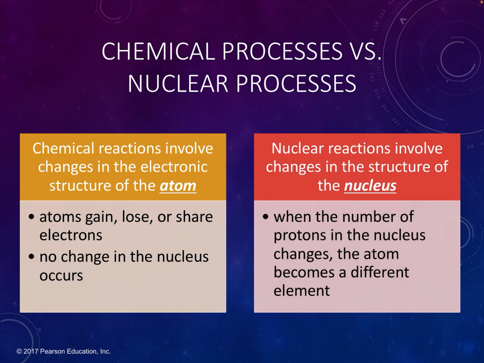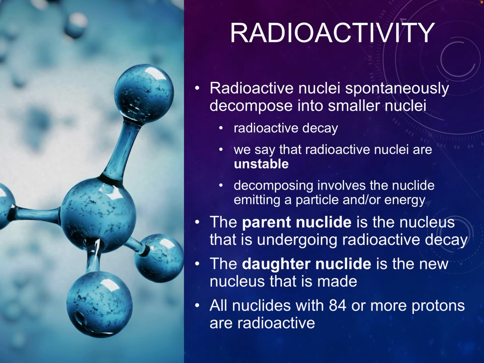Like I said, chemical reactions normally involve changes in the electronic structure of the atom. So we're changing the electrons. Atoms gain, lose, or share electrons, but no change in the nucleus is going to happen. But now, what we're doing right now, we're doing nuclear reactions. So we're changing the structure of the nucleus. We're changing the number of protons, or we might change the number of neutrons. But when we change that number of protons, we are changing the element.